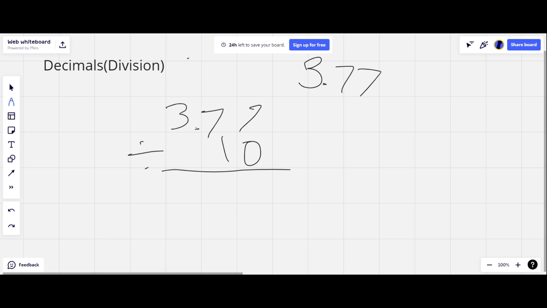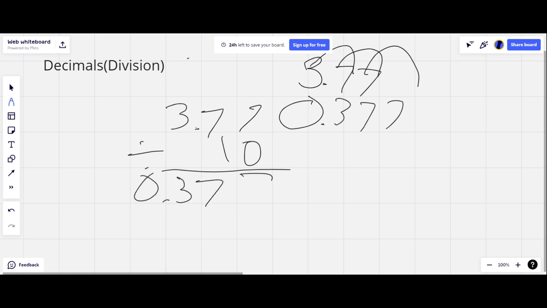In 10 there's 1 zero, and as we said in multiplication, when you have a zero, you jump once. Because it is division, we're going to jump to the right. So we got a point here, it's always going to stay there. 3 would jump here, 7 would jump here, and the other 7 would jump in. Now here we need a placeholder 0. So our answer is 0.377. That one is an easy one.